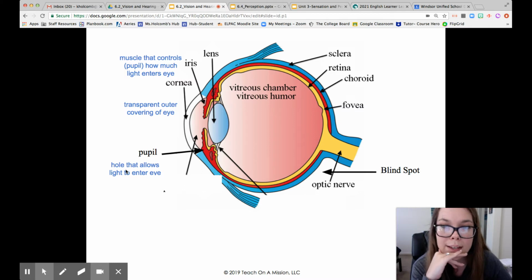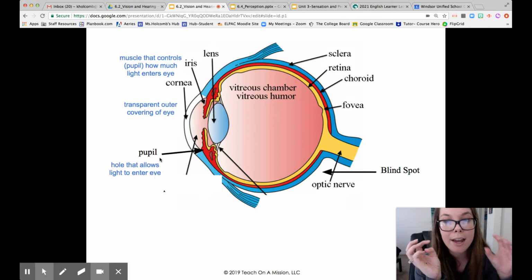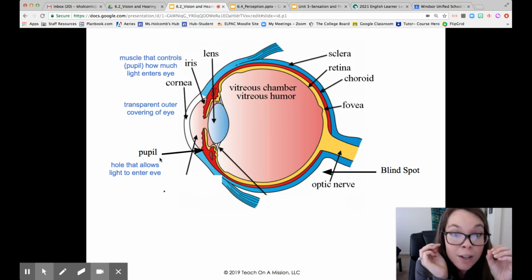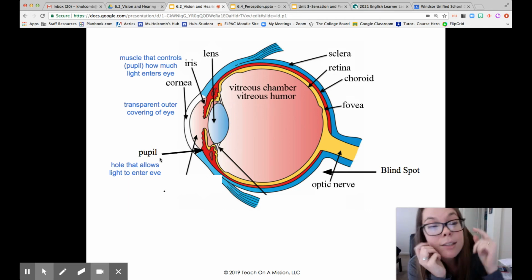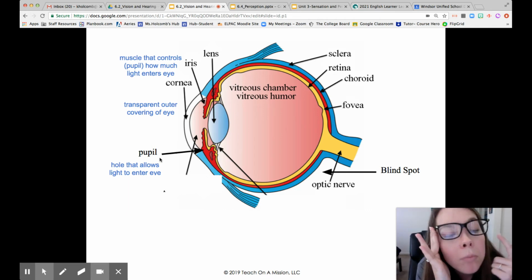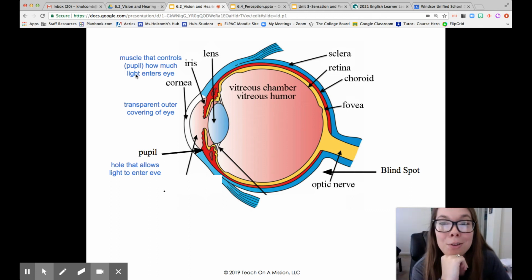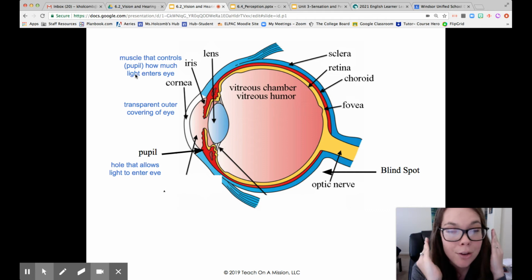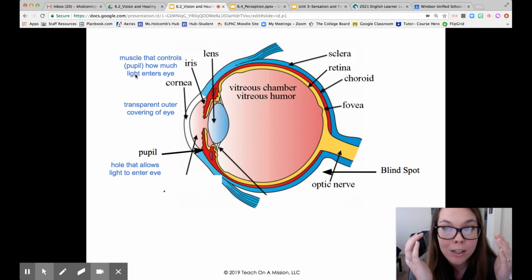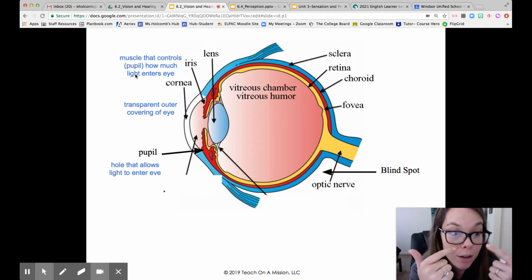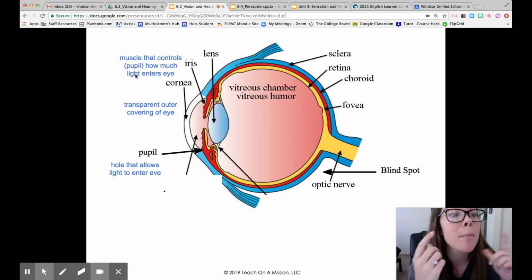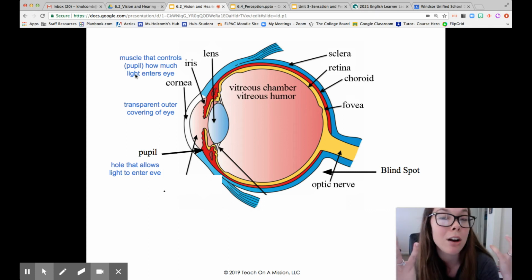The pupil has a hole that allows light to enter. Your pupil is what dilates. It's the blackness in your eye. I don't know if you guys can see this. So you have your pupil, and then the iris is what color eye you have. The iris is the muscle that controls how much light enters, but it also is the coloring of your eye. My iris is hazel. So this is where we get our eye color from, okay?